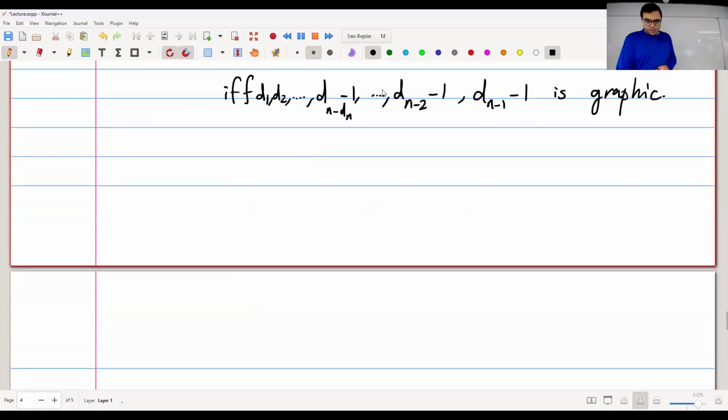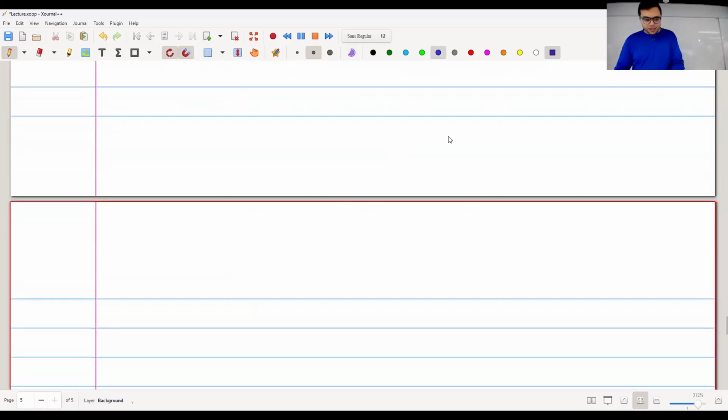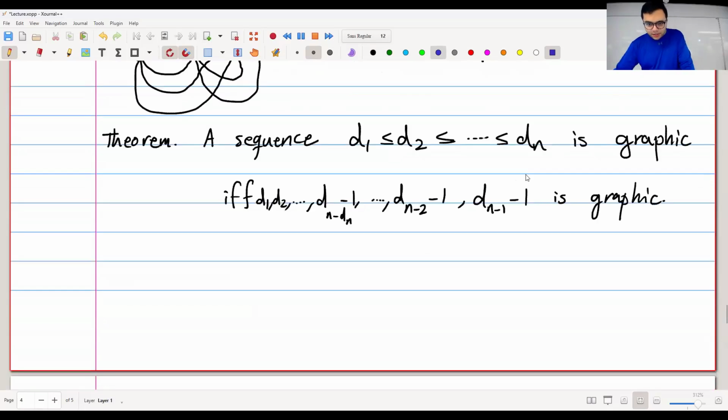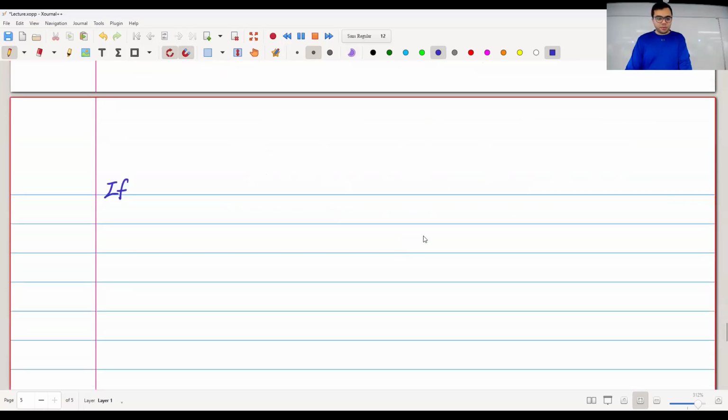So what is the other side? The other side is if, let's give these sequences some name. Let's call this one A, let's call this one B. So it's trivial that if B is graphic, then A is graphic, but I want to prove that if A is graphic, then B is graphic.